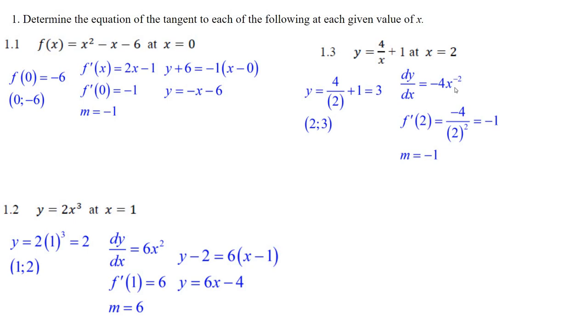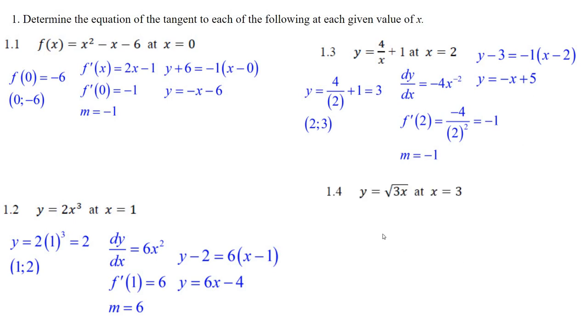Now we need to find out what the gradient is right there. Well, we take 2 and put it in there. What does this x to the minus 2 mean? It means 1 over x squared. So you just take 2, put it in there. Oh, 4 divided by 2 times 2, it's just 4. Hey, the gradient's minus 1. And then it's just stick minus 1 in for m. There's your x1, 2. There's your y1, 3. That's plus 2, and then you add 3. You get y equals minus x plus 5.